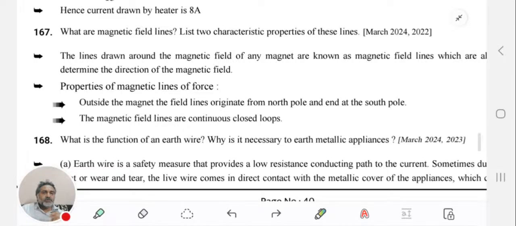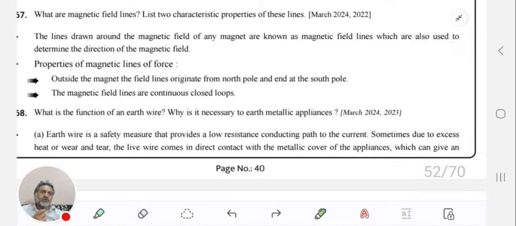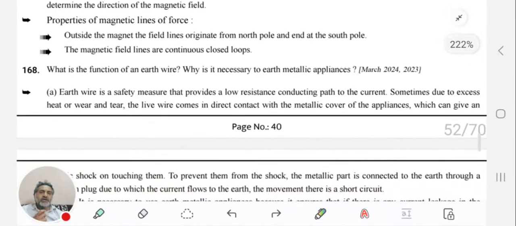Question number 167. What are magnetic field lines? List two characteristic properties of the lines. The lines drawn around the magnetic field of any magnet are known as magnetic field lines, which are also used to determine the direction of the magnetic field. Properties of magnetic lines of force: outside the magnet, the field lines originate from the north pole and end at the south pole. The magnetic field lines are continuous closed loops.